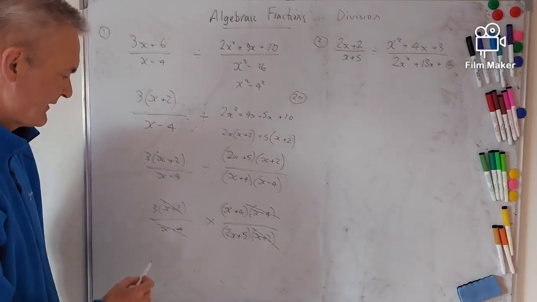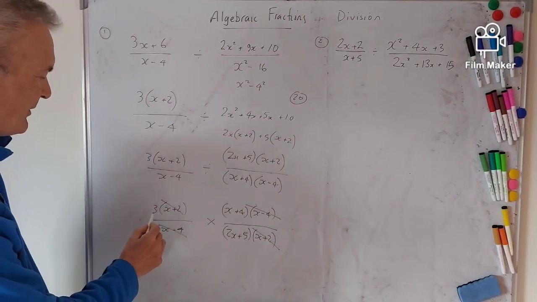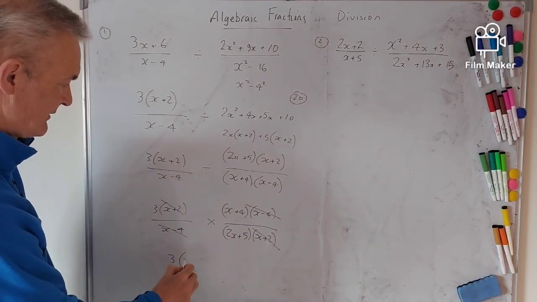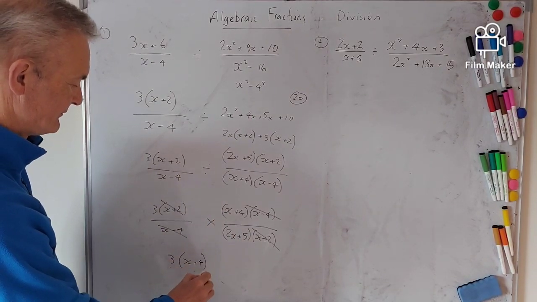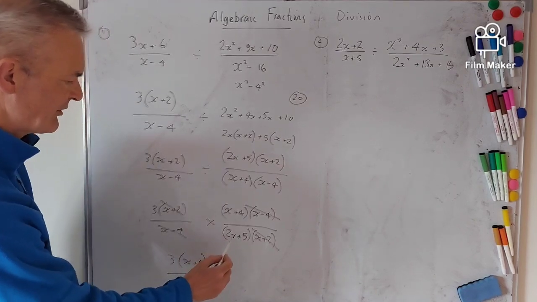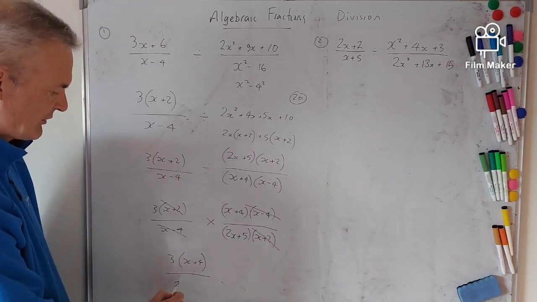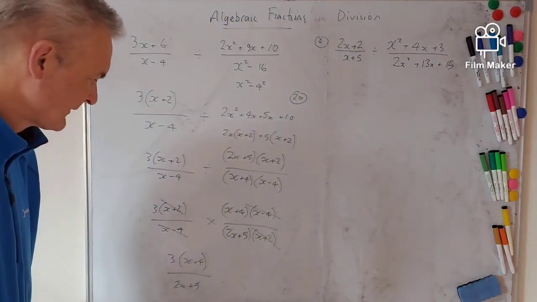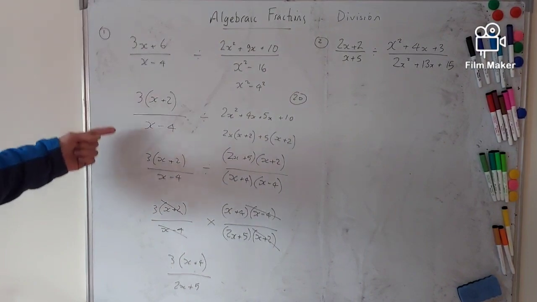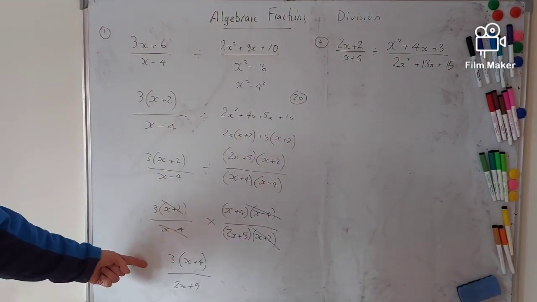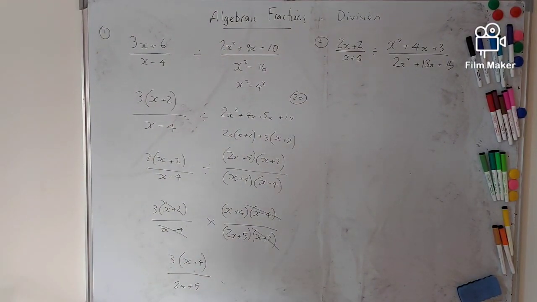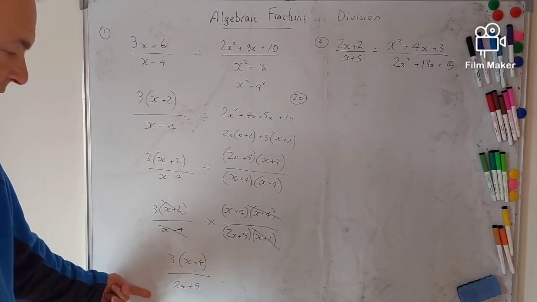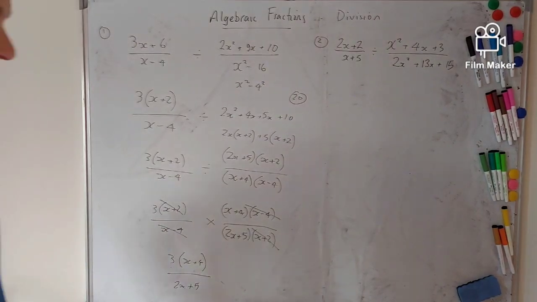So what are we left with? We've just got 3 at the top here, and we're multiplying it by x plus 4. And at the bottom, the denominator, we've just got 2x plus 5. So, as you can see, we've simplified this quite considerably by this stage. And we can't go any further than that. So let's have a look at the next problem.